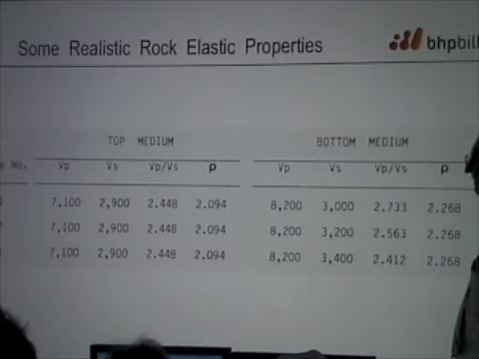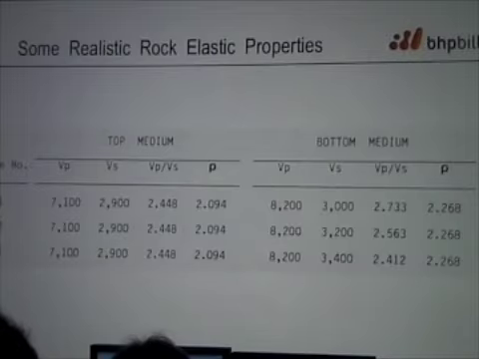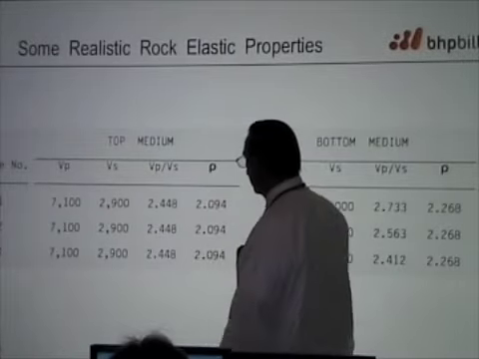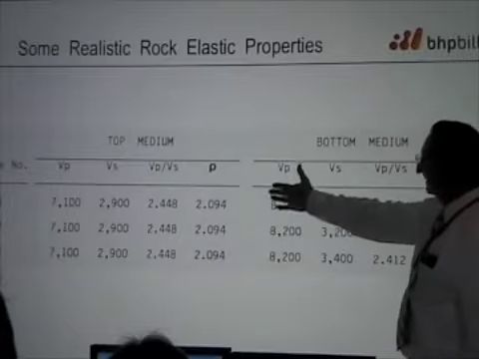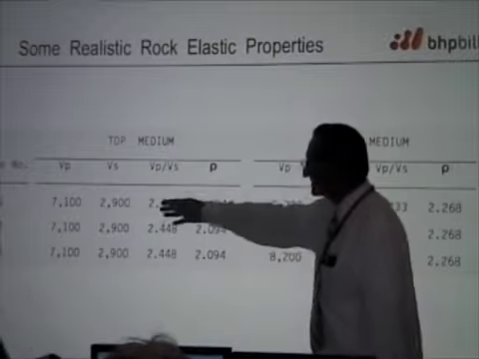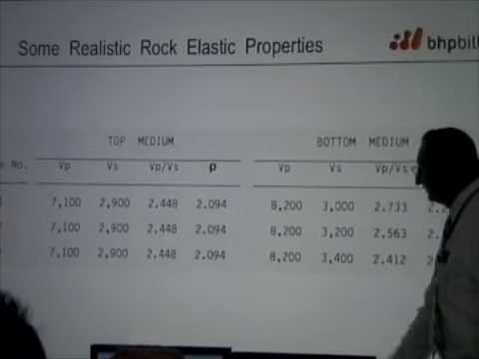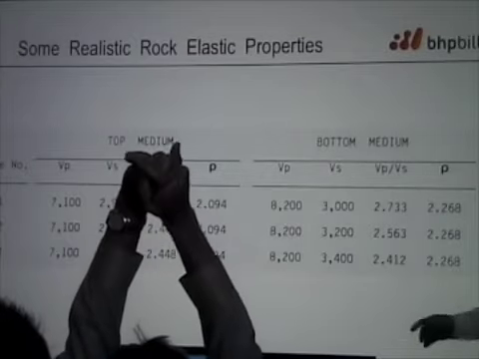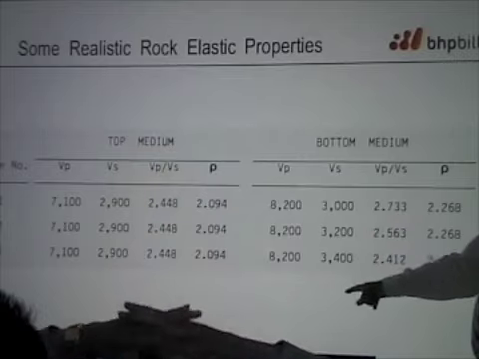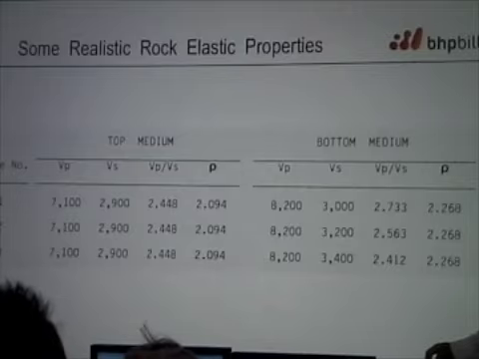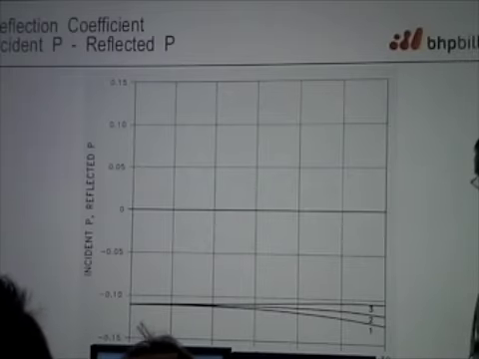Okay, now let's just look at some realistic rock elastic properties for a what-if model kind of thing. So here's a case where I have a top medium. The top medium never changes, and it tells you what the numbers are here. All the properties are the same. There are 3 cases we're going to look at. The bottom medium has the same VP in each case, the same density in each case. All we're going to change is the shear wave velocity. Okay? So the normal incidence reflection coefficient is never going to change for these 3 cases. So let's see how the AVO changes.